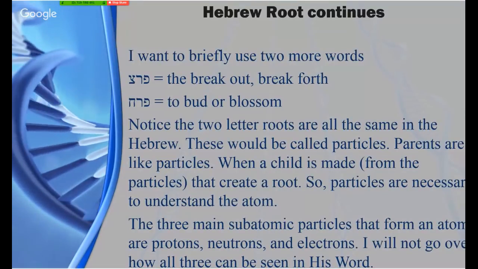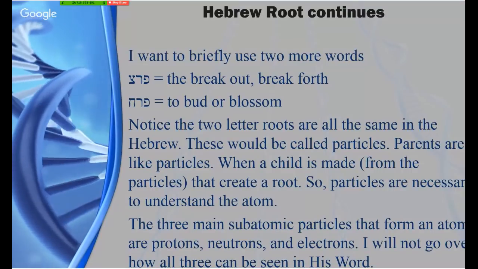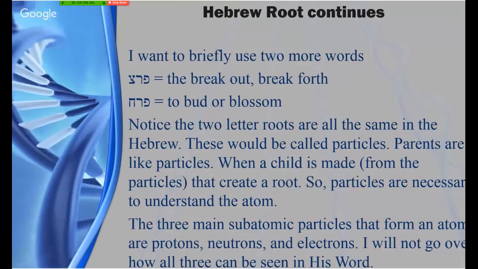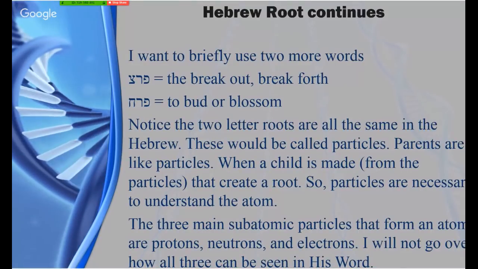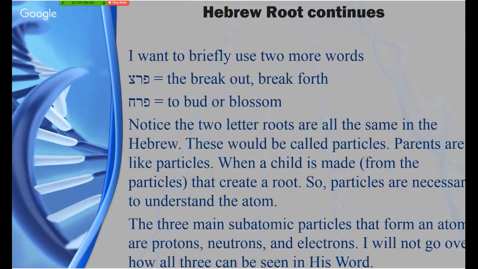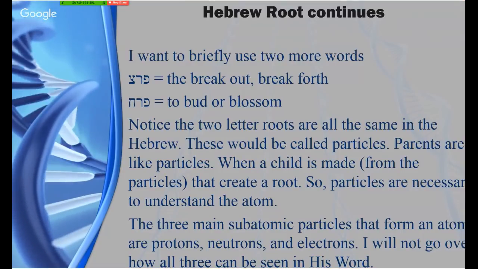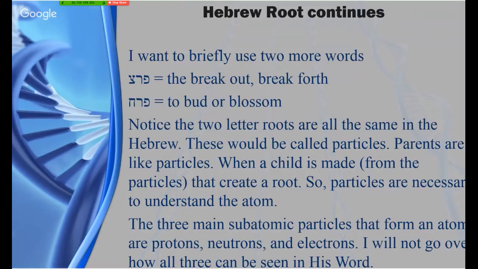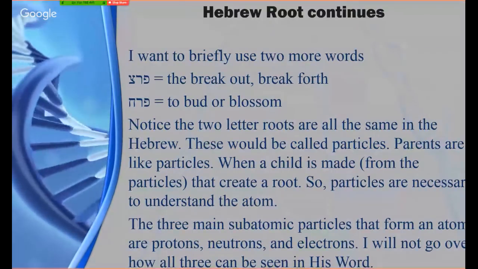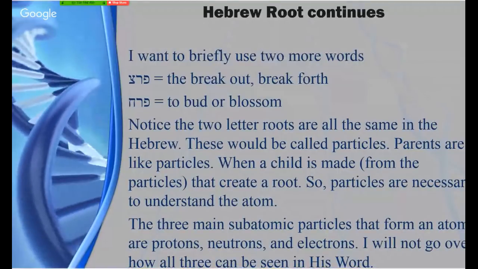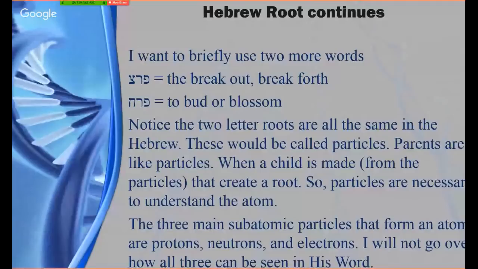That's what the Father wants us to see, which I may talk about in the future. So the particles are necessary to understand the atom, which we're going to see in just a minute. The three main subatomic particles that form an atom are protons, neutrons, and electrons. I will not go over all of these this time, but when we do a lesson, I'll ask: can y'all share with me a proton, neutron, electron in a spiritual way? Can anyone do that?